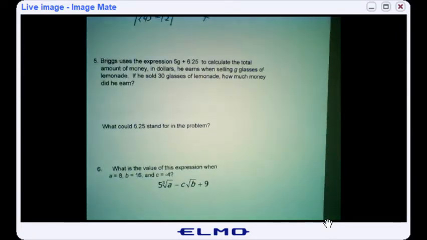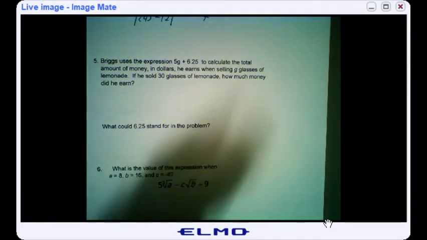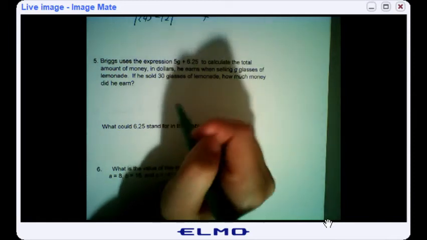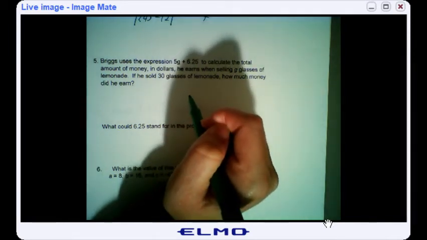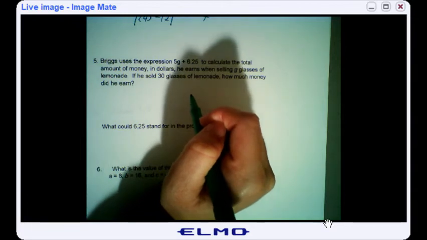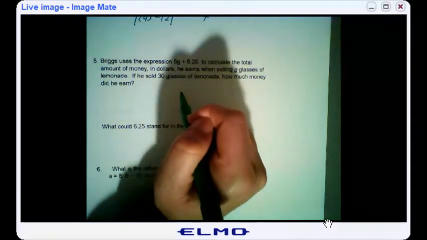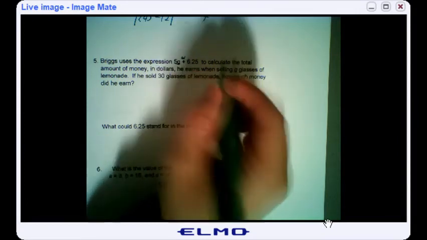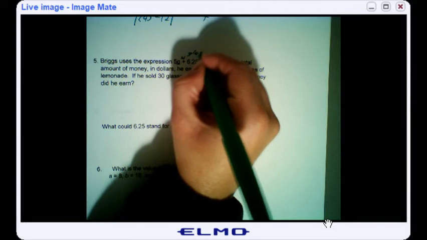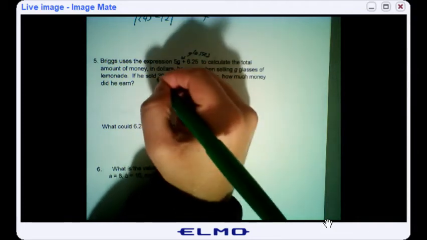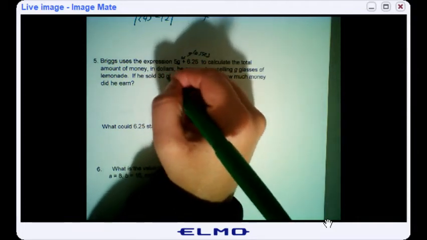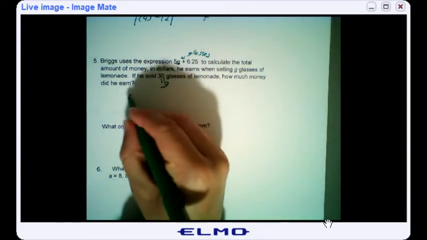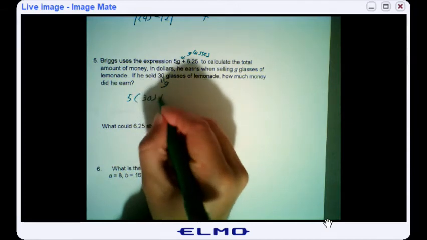The next one's a lovely word problem. Briggs uses the expression 5G plus 625 to calculate the total amount of money in dollars he earns when selling G glasses of lemonade. If he sold 30 glasses of lemonade, how much money did he earn? Because G means glasses, that's what they told us. And I know that he sold 30 glasses. I can put 30 where G is. So I'm going to have 5 parentheses 30 plus 625.